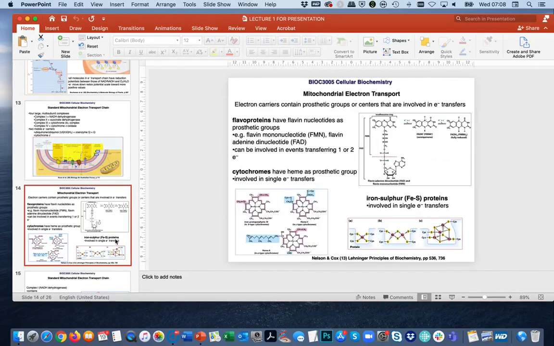Okay, so another review slide is up next. And this is just to remind you that the electron carriers in the electron transport chain are attached to proteins, and they are known as prosthetic groups or centers. And that's what's actually accepting the electrons, donating the electrons to the next part of the electron transport chain. And so we talk about flavoproteins. So those are proteins that have flavin nucleotides attached to them. And again, this is information that you would have seen in BIOC3005.